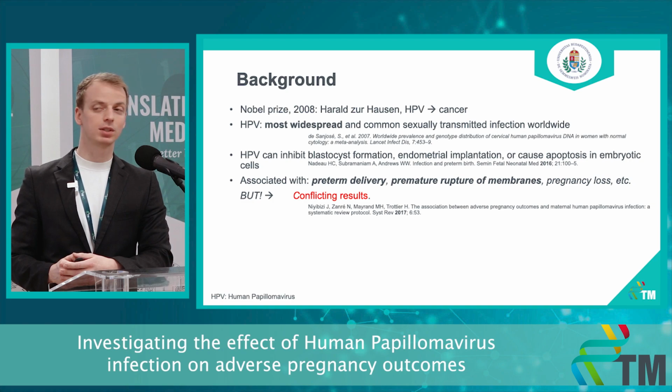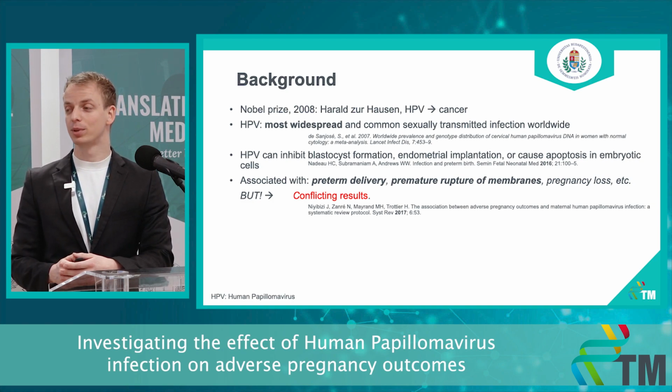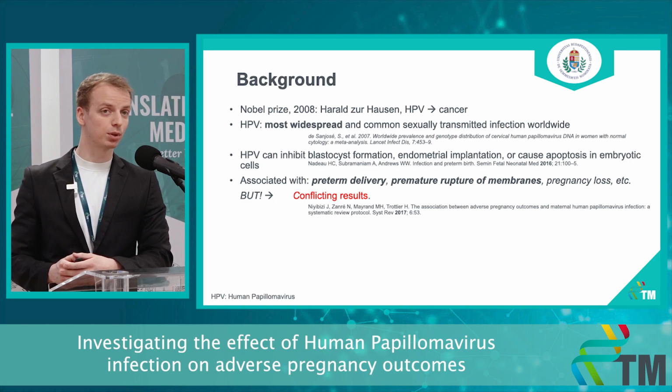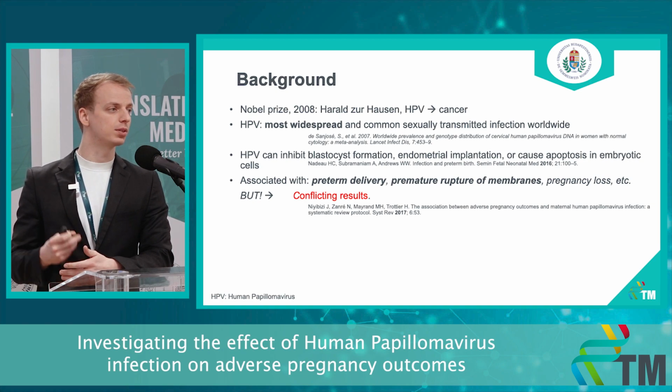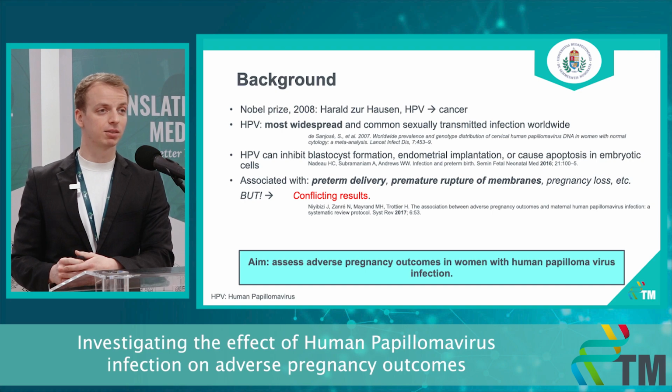And we also know from in vitro studies that HPV can actually inhibit blastocyst formation, endometrial implantation, and can cause apoptosis as well in embryonic cells too. So we also know from cohort studies that it is associated with a bunch of entities in pregnancy, such as preterm delivery, premature rupture of membranes, and pregnancy loss as well. But the results are conflicting, and therefore we aim to assess the connection between these two entities.